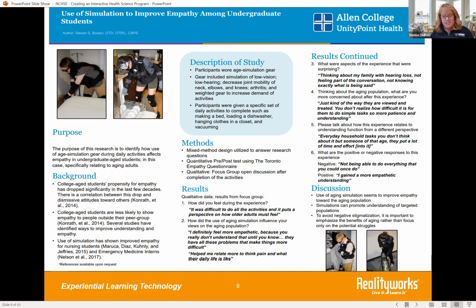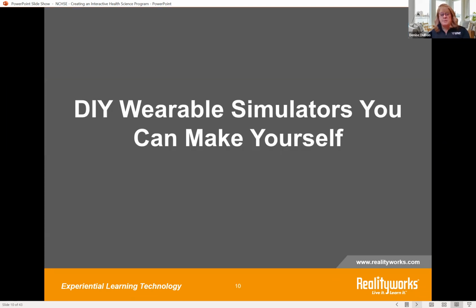The aging simulations seem to improve empathy toward the aging population. He said geriatric simulations can promote understanding of those targeted populations. The exercises can also help students understand both potential struggles and the benefits of aging. And he believes that with increased sensitivity comes improved care. So we certainly have seen and heard that from many, many teachers who have used some of our wearable simulators.